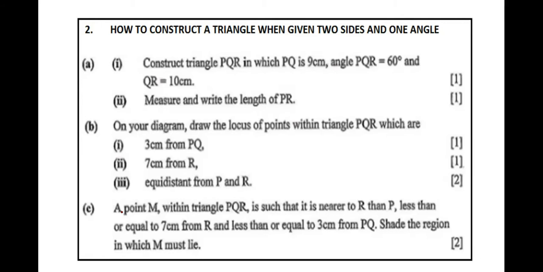C. A point M within triangle PQR is such that it is nearer to R than P, less than or equal to 7 centimeters from R, and less than or equal to 3 centimeters from PQ. Shade the region in which M must lie.